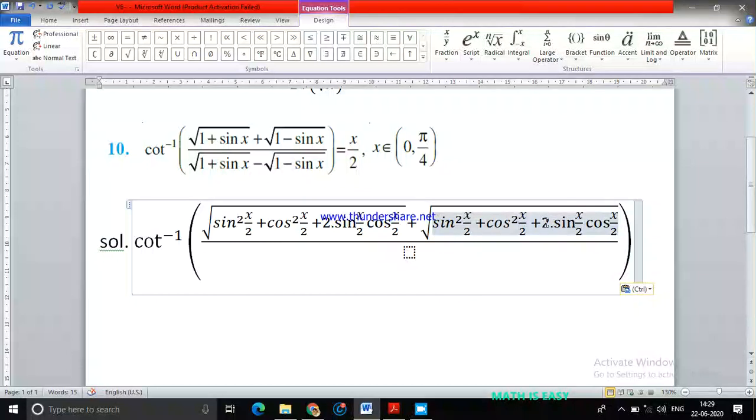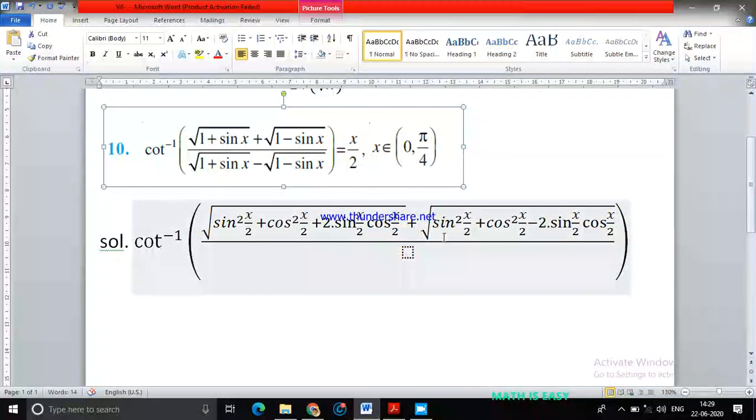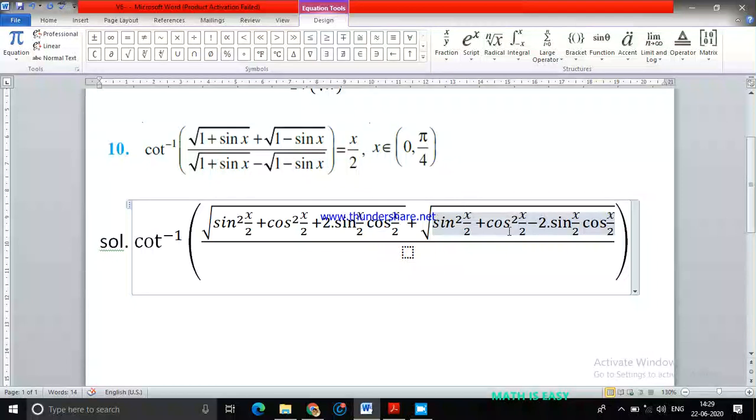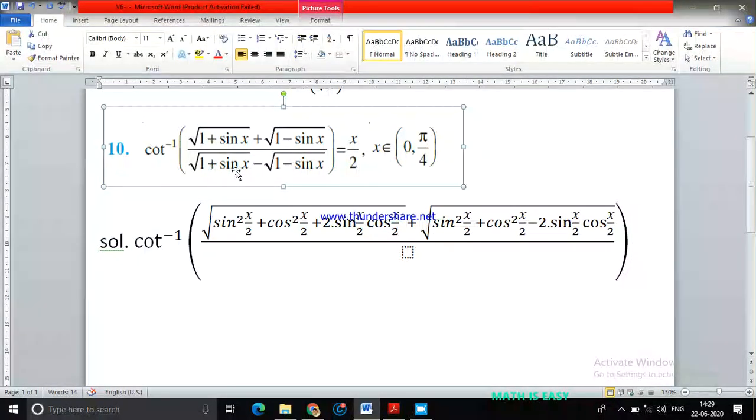Control V, and this will become minus sin. Why minus sin? Because you have 1 minus sin x. So in place of 1, again I am putting sin square x by 2 plus cos square x by 2, which is 1 minus sin x, 2 sin x by 2 cos x by 2. Even here also 1 plus sin x.